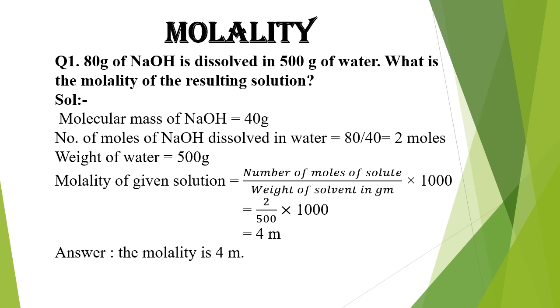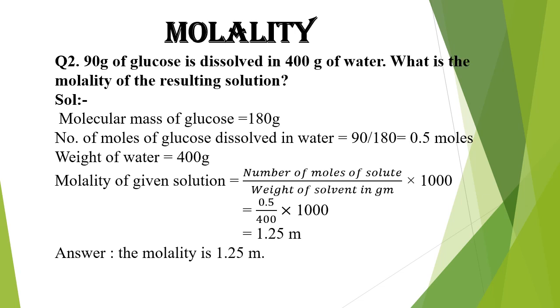So 2 moles of NaOH are dissolved in 500 gram of water. To find the molality of the given solution, we divide the number of moles by the weight of solvent. The weight of solvent is 500, so 2 divided by 500 into 1000 to convert gram into kg. After calculations, we get the molality as 4 m. So 80 gram of NaOH dissolved in 500 gram of water has a molality of 4 m.